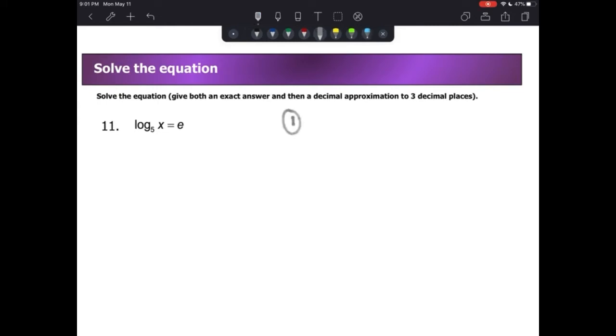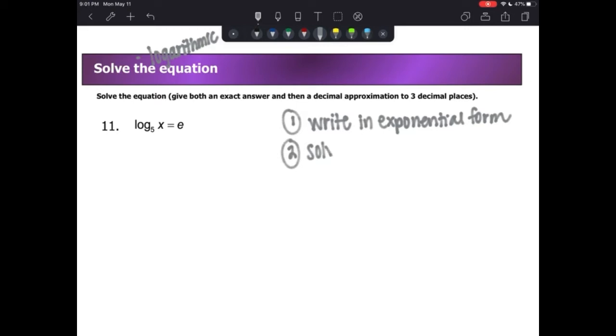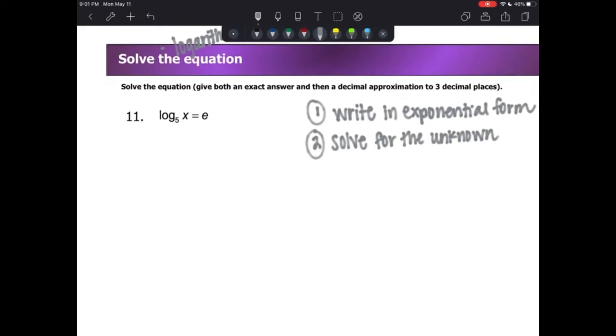First step is to write in exponential form. When you're solving a logarithmic equation, you want to first write in exponential form. After you write the equation in exponential form, you will be able to solve for the unknown. You may have to get the same base on 2 sides of an equation, or it may work out very nicely, and you'll see what I mean on this very first example.